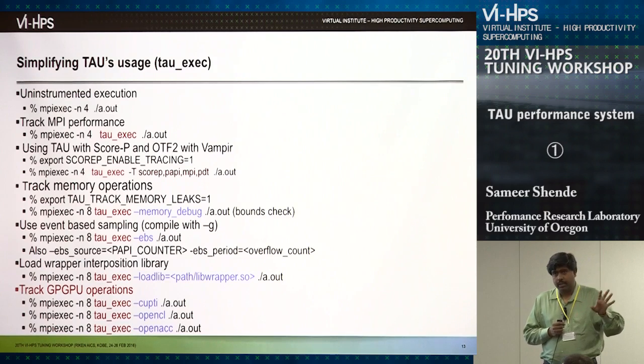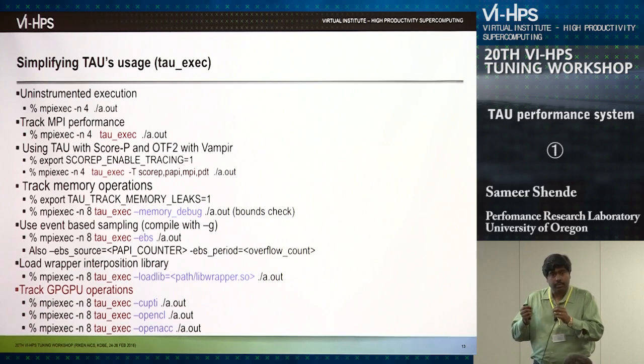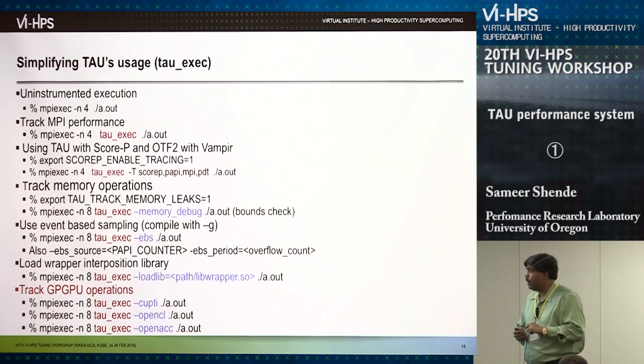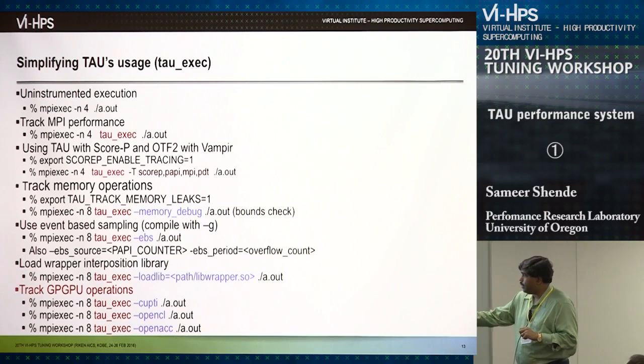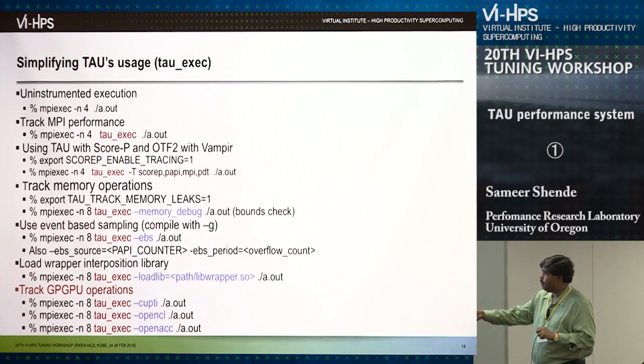Okay, you must take this with a pinch of salt because you are told that we collected so many samples at this line and this function is important, and so you can focus your attention on that. But it provides a very useful way of creating a sample-based profile by just saying tau exec -ebs.